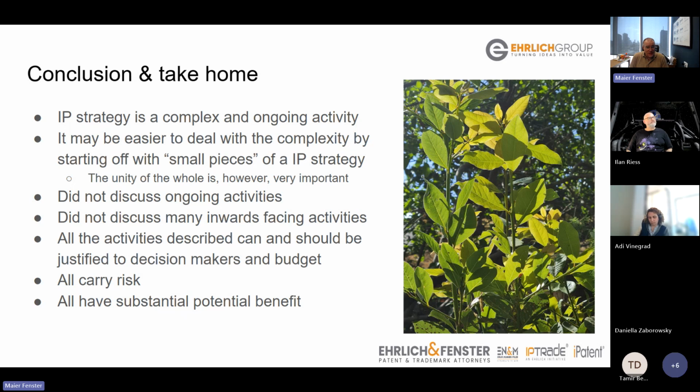But it might be easier to deal with this complexity of IP strategy by talking about little pieces. And I've shown you little pieces, but strategy by nature usually needs to be coherent. So I didn't talk about ongoing activities much. I didn't talk about inwards-facing activities. I'm definitely telling you that any one of these activities, you should be able to, and you should justify them to decision makers and to people with budget. They all have risk, and they all have very substantial potential benefit, if only as a result of having a working IP strategy.